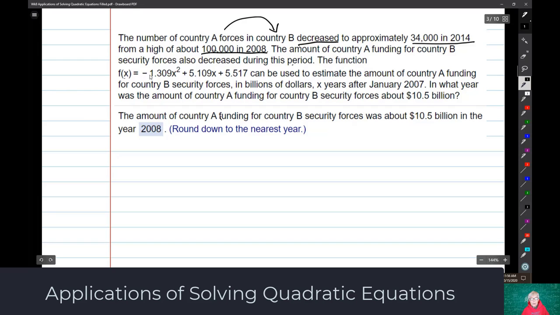This function, f of x equals negative 1.309 x squared plus 5.109 x plus 5.517, can be used to estimate the amount of country A funding, dollars in other words, for the security forces in country B in billions of dollars, x years after January 2007. In what year was the amount of country A funding for country B security forces about 10.5 billion?